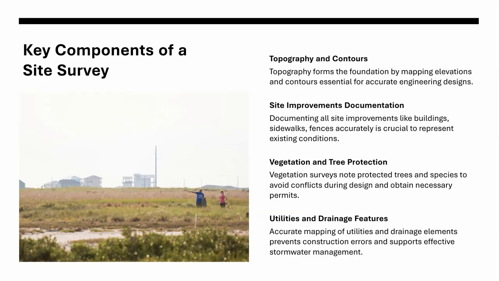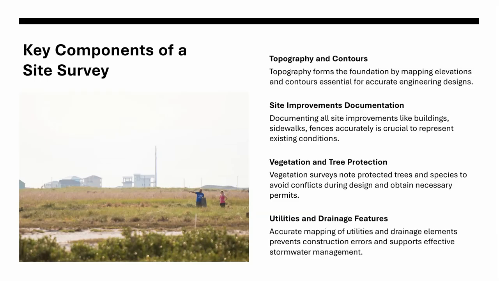Next, we have improvements. A site survey must document every improvement with accuracy. Buildings, driveways, sidewalks, fences, retaining walls, curbs, parking lots. All of these must be captured. The footprint of a building must be drafted as a closed figure. Driveways and sidewalks must be tied into the survey control. A fence line that appears in the field must appear on the drawing, even if it is old or in poor condition. Remember, you are not designing in this phase. You are representing reality.